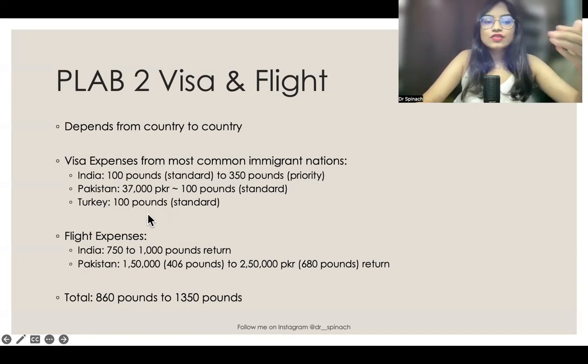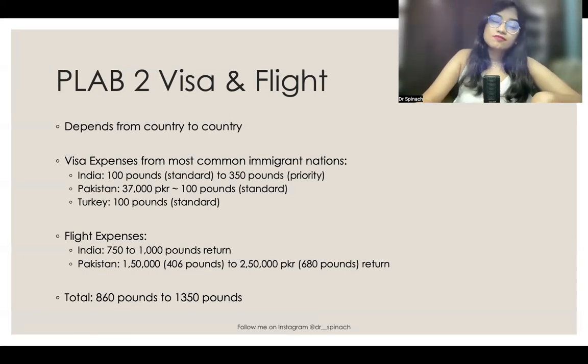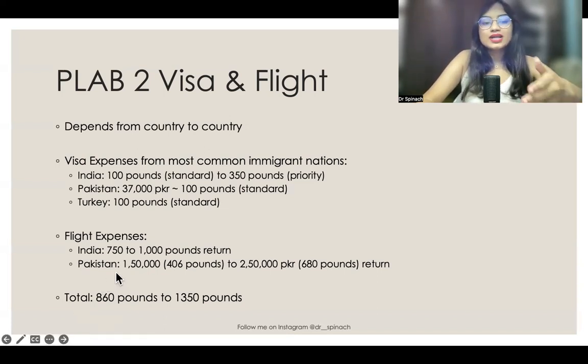All right. Now, moving on to the flight expenses. In India, the return expenditure for the flight is £750 to £1,000. That means 75,000 Indian rupees to 1 lakh Indian rupees. And for Pakistan, it may cost you around 1,50,000 Pakistani rupees to 2,50,000 Pakistani rupees. All right. So in total, for PLAB 2 visa and flight, you may incur charges of £860 to £1,350.